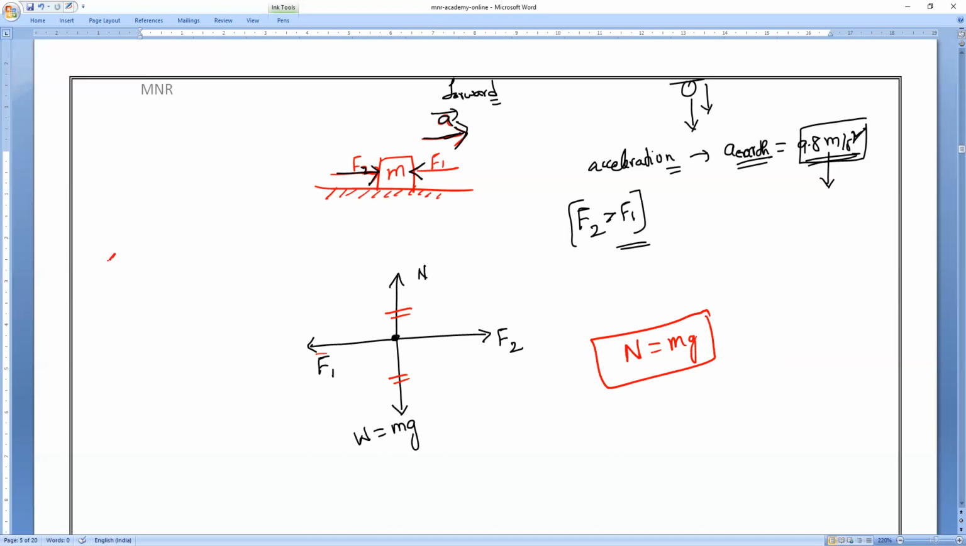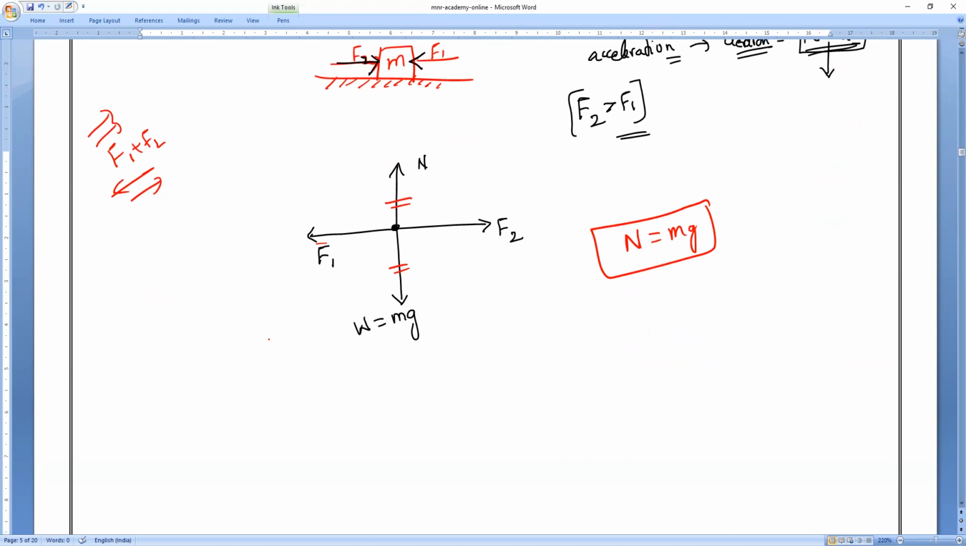Then these both are not in the same direction. I think you might have studied in 8th class: if it is the same direction, addition; if it is the opposite direction, subtraction. Then what will happen here? F2 minus F1, forward minus backward. That is what we used to call the change in force. Everyone, F2 is greater than F1.